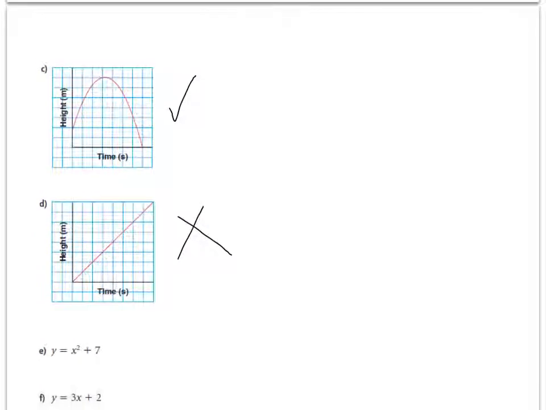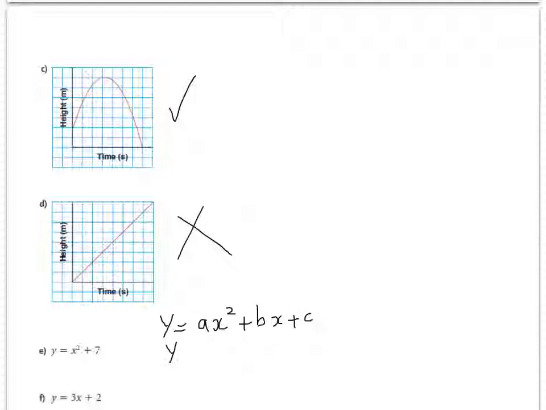The next example is y equals x squared plus 7. Remember that we said that if it is a quadratic relationship, the equation can be written as y equals ax squared plus bx plus c.